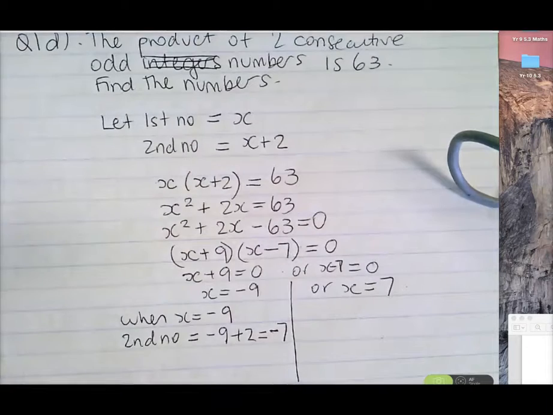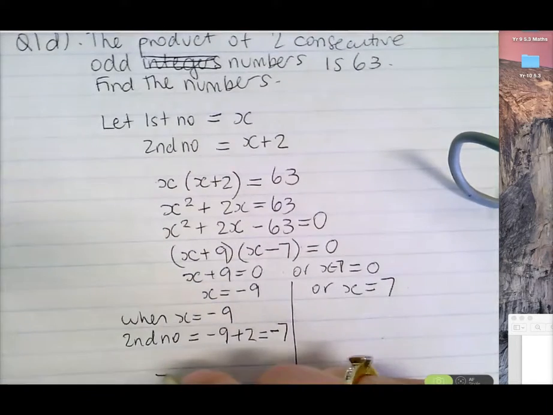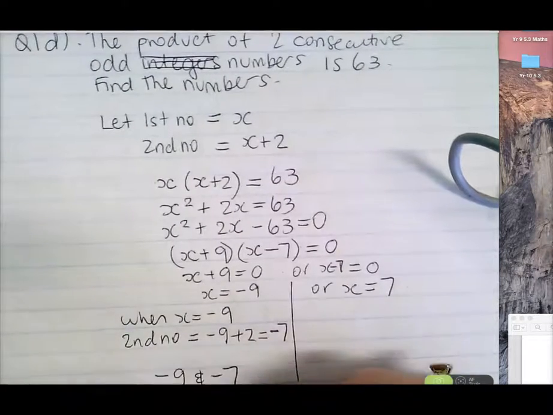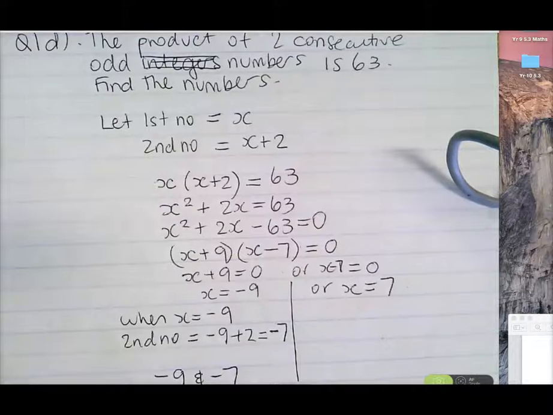Girls, there are two answers here, not just 7 and 9. The other answers are negative 9 and negative 7. And positive 7 and positive 9. That's right, because a negative times a negative is a positive. Yeah, so that's right, girls.